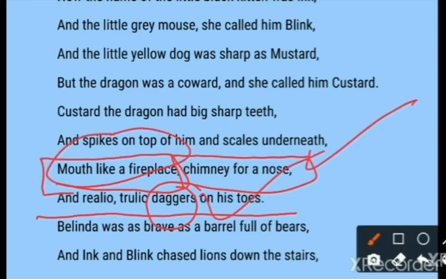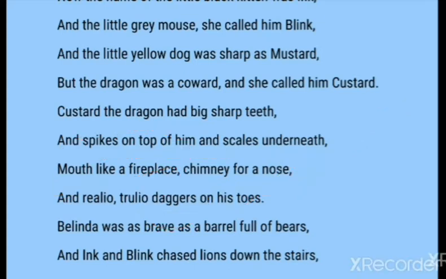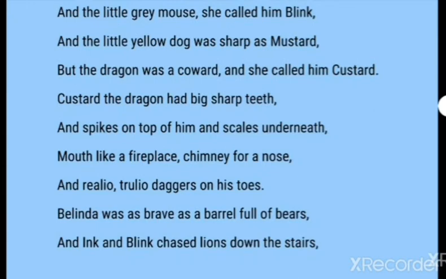And again, refrain has been used here. Refrain means repetition of a sentence again and again, repetition of a stanza again and again in the poem. And here this repetition, "and ricky tickety", is what the refrain is used here.